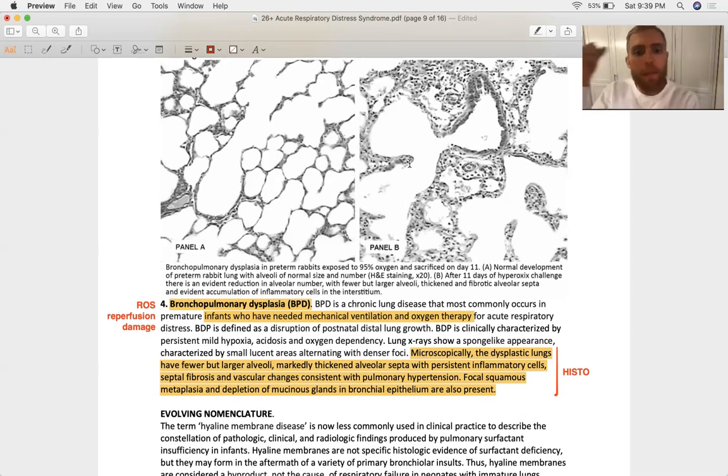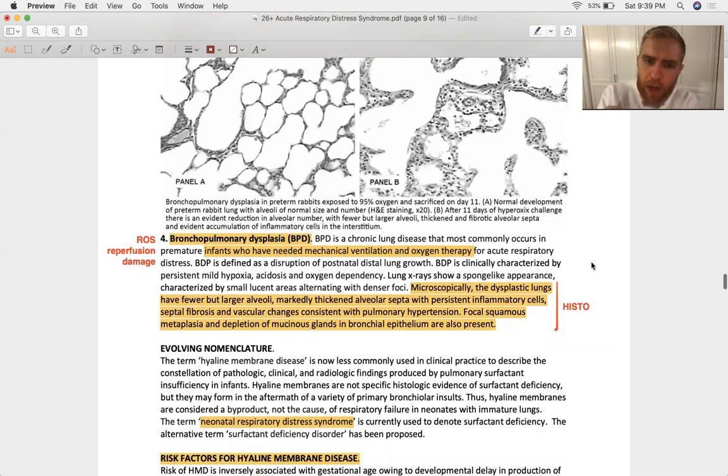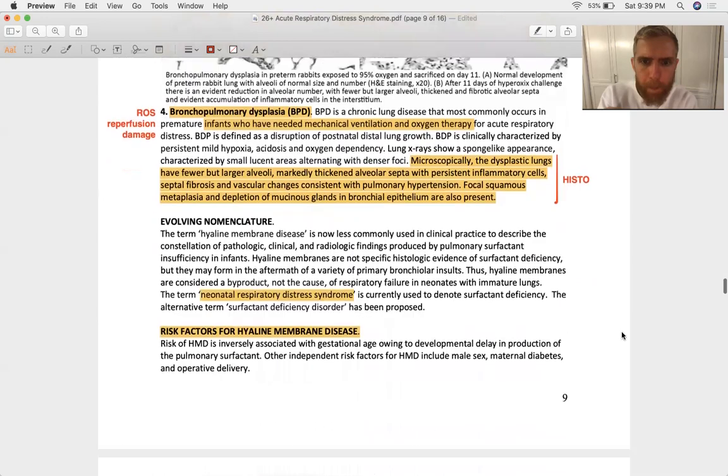And then you take them off of the oxygen therapy. And then, well, the tissue not only has to provide the normal oxygen for your entire body, but it also has to heal itself. And so that's hard to do at the same time. So here's the histological finding for BPD.